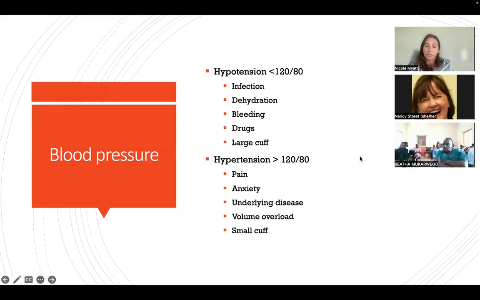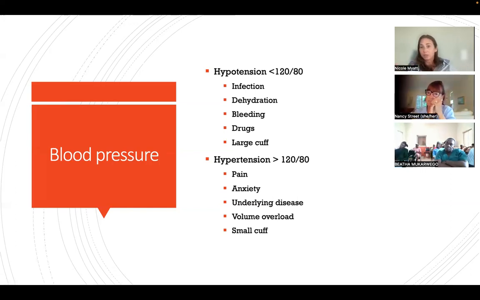Hypertension: pain, anxiety, some sort of underlying disease. We talked about this. It could either be a disease of the vasculature or it could be a disease of the kidneys. The kidneys and the heart work really well together to regulate blood pressure. Volume overload: does the person have too much fluid? That can be that they're not making urine, or that they were overgiven fluids in the hospital, or that they overdrank something, or that their sodium is off. And again, a small cuff is another thing that can cause a blood pressure to be high.